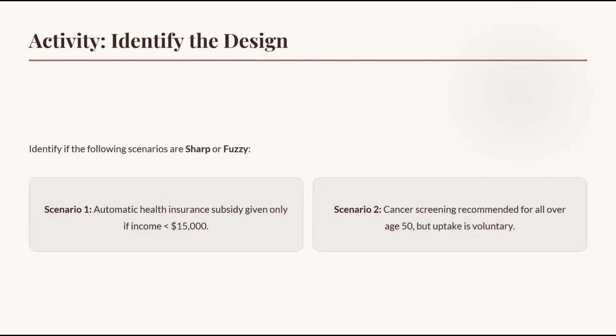Activity: identify the design. Identify if the following scenarios are sharp or fuzzy. Scenario 1: automatic health insurance subsidy given only if income is less than $15,000. And scenario 2: cancer screening recommended for all over age 50, but uptake is voluntary.